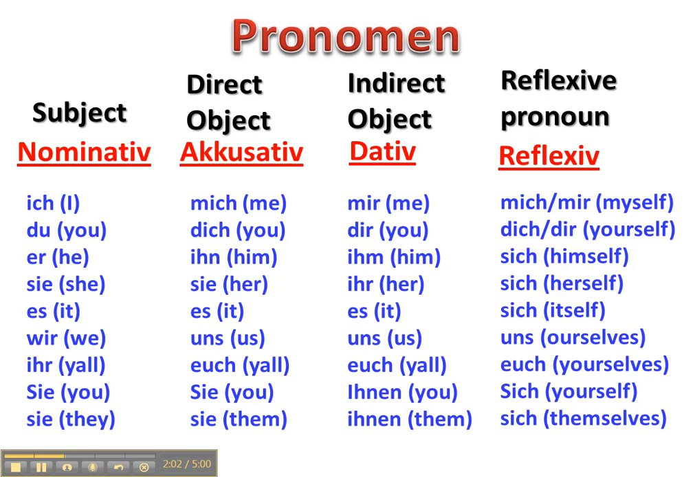Dich and dir is the same thing. And then starting with himself, herself, and itself, it becomes sich, which is the reflexive pronoun. And when you're looking up a verb, for example, and it says sich rasieren, then you know that it's a reflexive verb. Then you have uns, euch, sich, and sich. Okay, so that's just an overview of the pronouns.